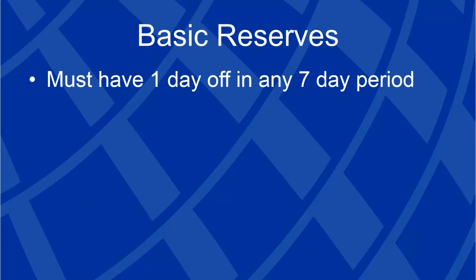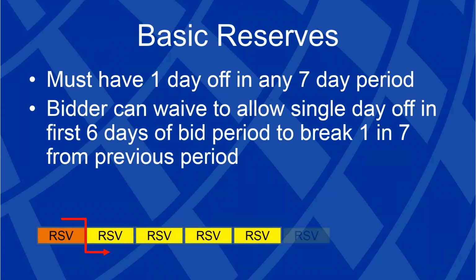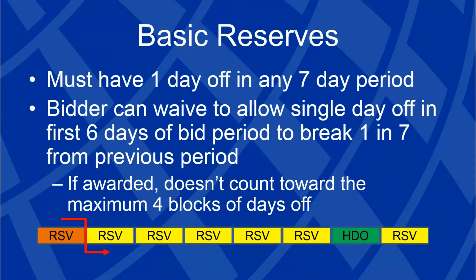In order to provide for this across bid periods without forcing a block of days off where a bidder may not choose to have them, a provision exists that allows bidders to allow for a single day off to be awarded within the first 6 days of the subsequent bid period, provided that the bidder is on duty the last day of the previous bid period. This day off, if awarded, will not count towards the maximum number of 4 blocks of days off allowed in a single bid period. We'll show you how to do this in a separate video.